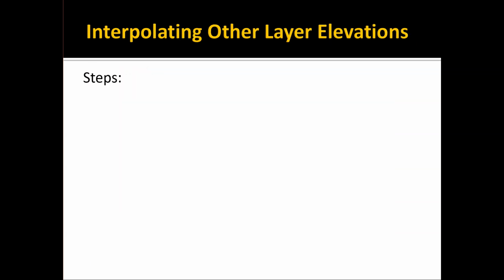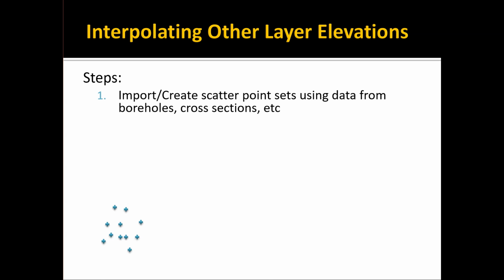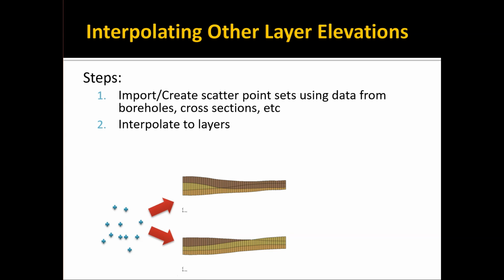So what about the other layers, your subsurface layers? Well, in this case, the first thing we typically do is we either import or create scatter point sets using data from boreholes or cross sections or whatever source you have for a set of points defining the elevations of each of the subsurface layers that you're trying to create. And then we interpolate those to the MODFLOW layer array.